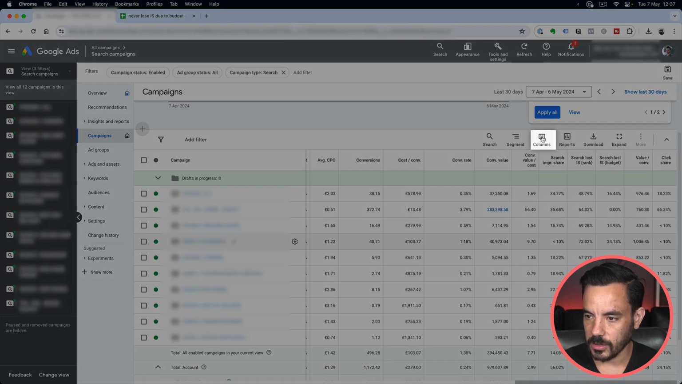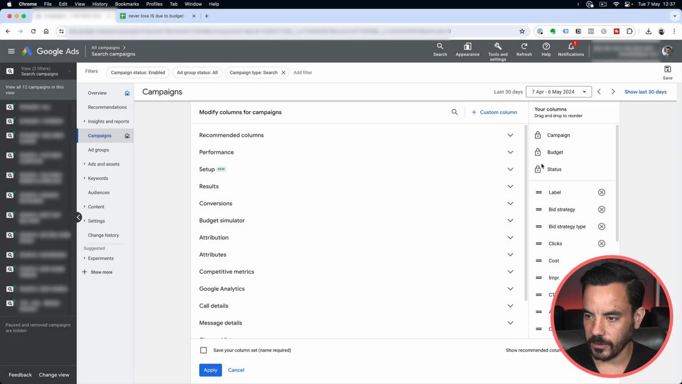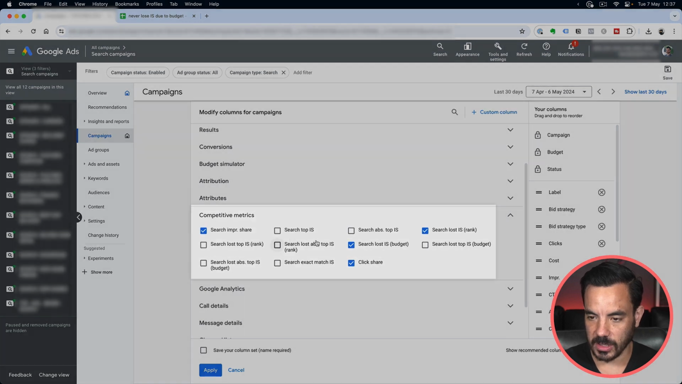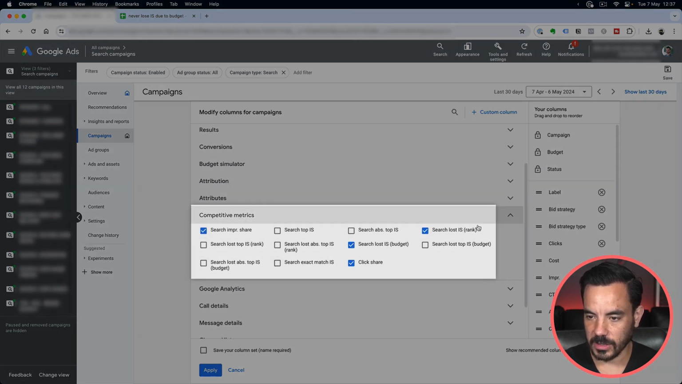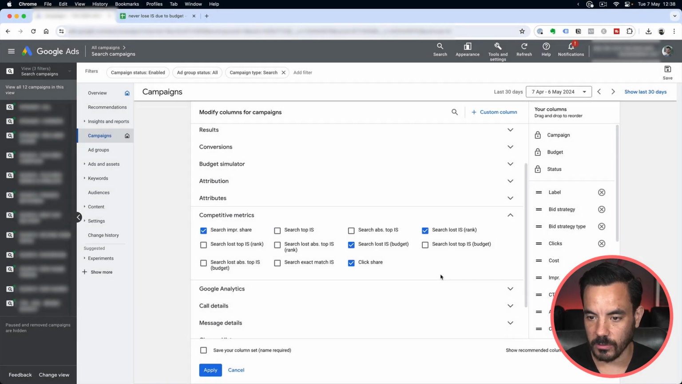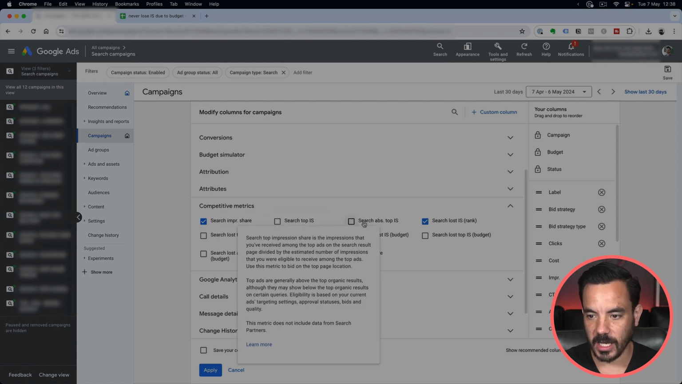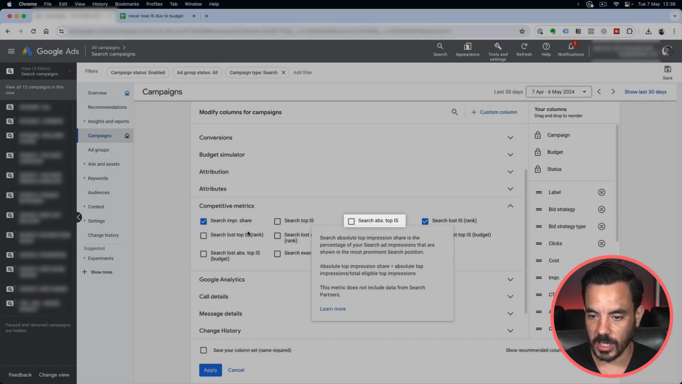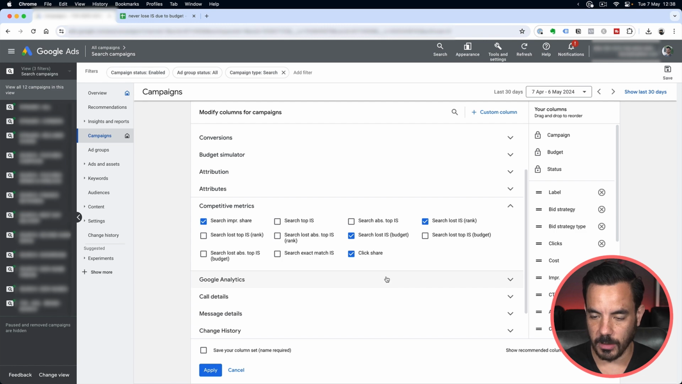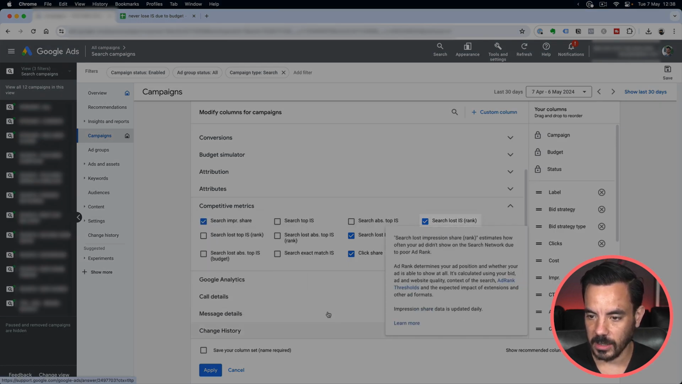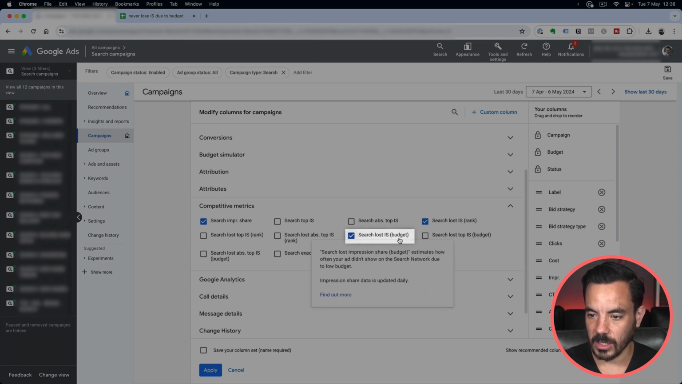So you want to go to columns and then modify columns, and then under the modify columns section you're going to see here competitive metrics, and under competitive metrics there are an absolute ton of different impression share columns that you could pull up, and most of them you don't want. Like you've got impression share, search top impression share, search absolute top impression share. So there's loads of different options here, but what you want is search impression share, search lost IS due to rank, and search lost IS due to budget.